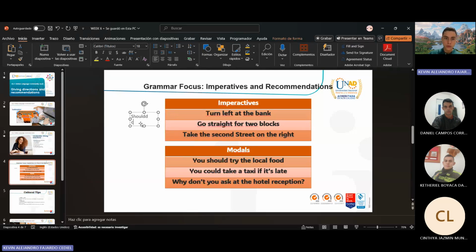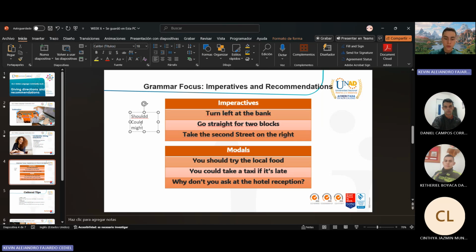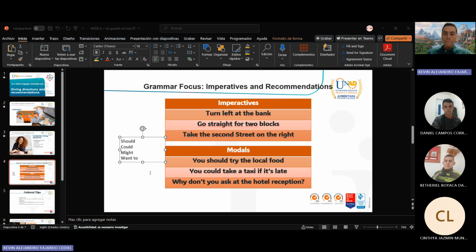Should, could, and... what others did I say? Too cool. I might and went to. Okay, so these are some verbs that we use in modals for recommendations. We use the modals for recommendations when we suggest or recommend something.